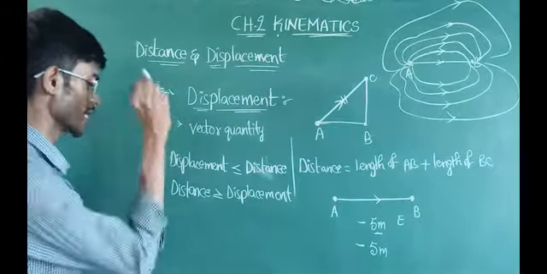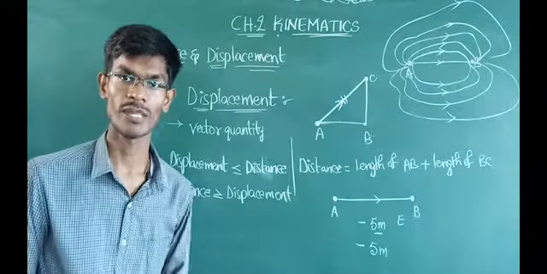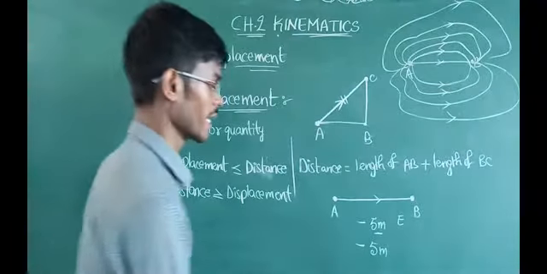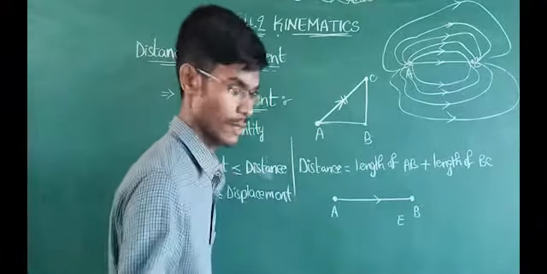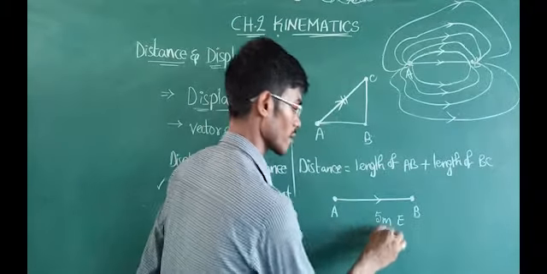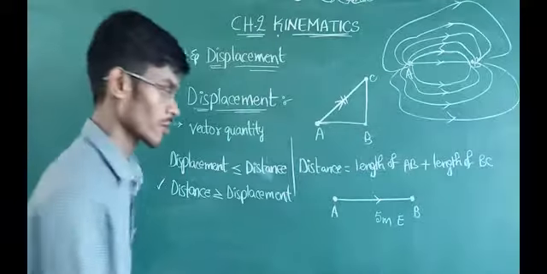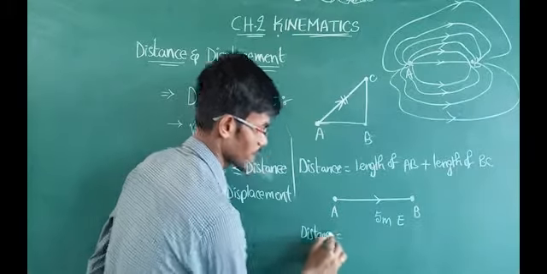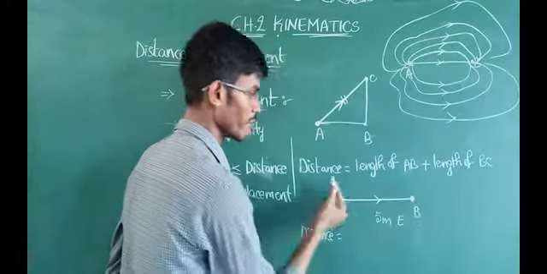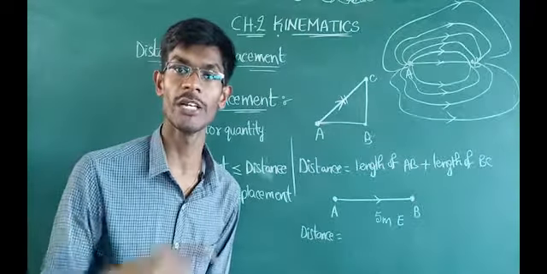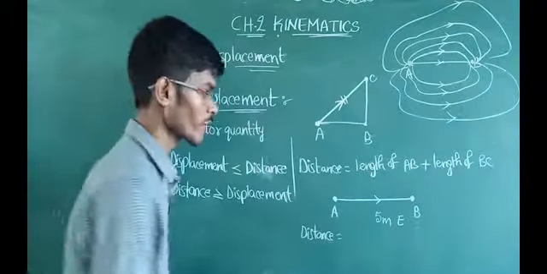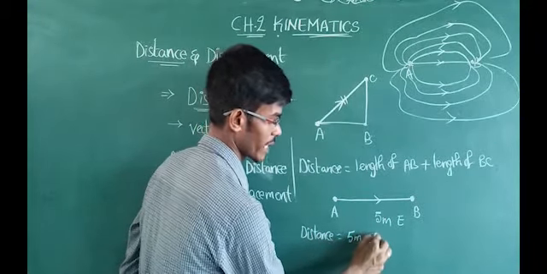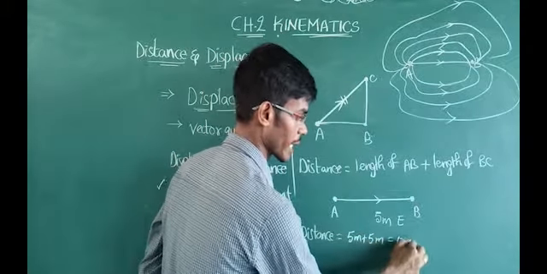So here one condition is satisfied: distance is equal to displacement. Then distance is greater than displacement. When can we say distance is greater than displacement? See, 5 meters towards the east direction. Here, an object is traveling from A to B and again coming back to A. If we are not considering any direction, we can directly add 5 meters plus 5 meters. So 5 plus 5, 10 meters.